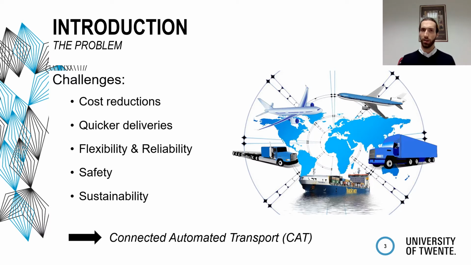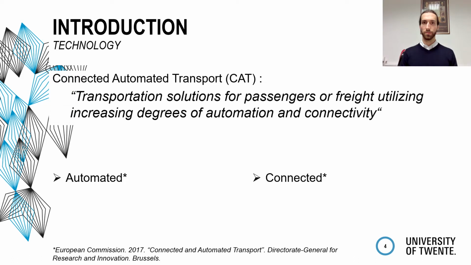But what is connected and automated transport? We define connected and automated transport, CAT, as transportation solutions for passengers or freight utilizing increasing degrees of automation and connectivity. The European Commission also wrote a report about CAT, and they define automated as vehicles having safety critical functions and operating without direct driver input. And the connected part, well, they define it as exchanging information wirelessly.